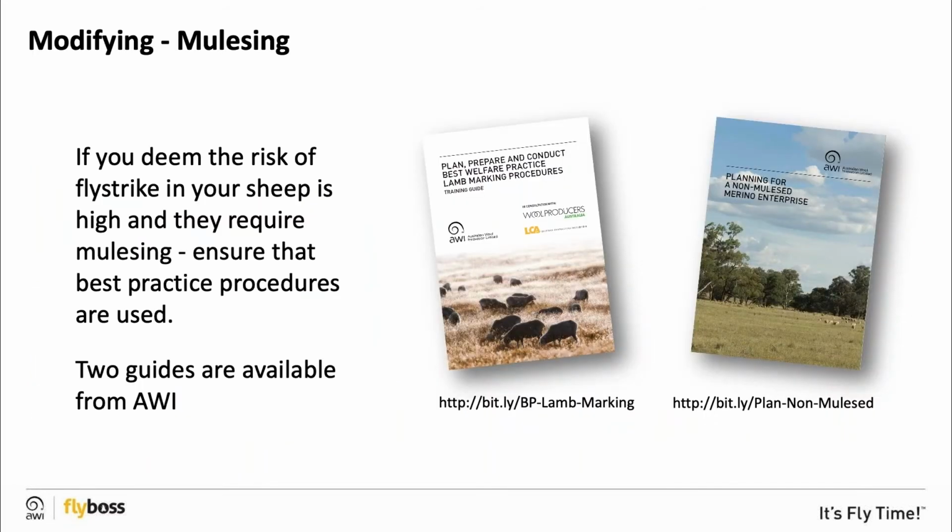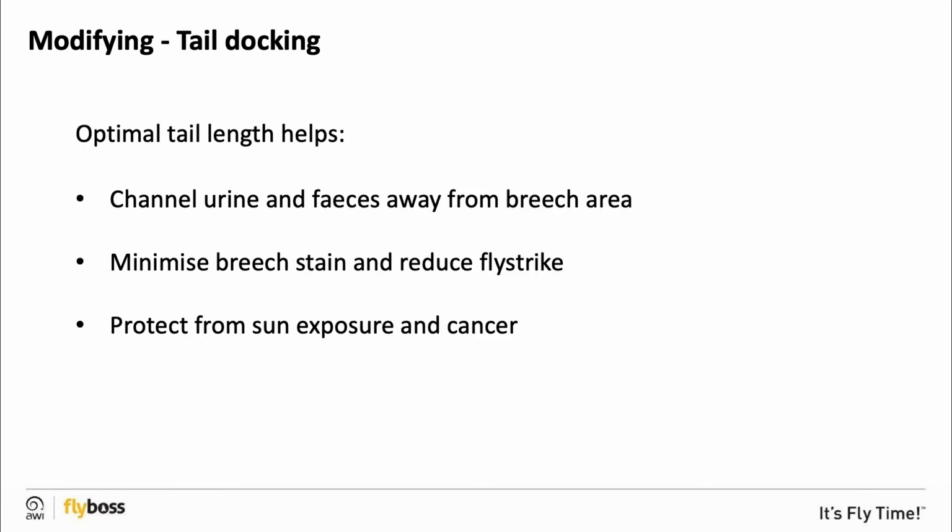If you deem the risk of fly strike in your sheep is high and they require mulesing, ensure the best practice procedures are used. These two guides are available from AWI, which will help. The first is a training guide to help you plan, prepare, and conduct a best welfare lamb marking opportunity. Remember, you are sheep surgeons, and all surgeons use anesthetics and analgesia. That's best practice. The second is a guide to provide assistance when you're planning a non-mules merino enterprise.